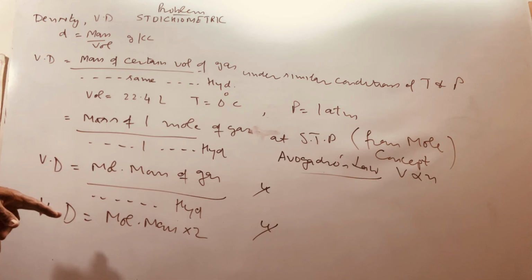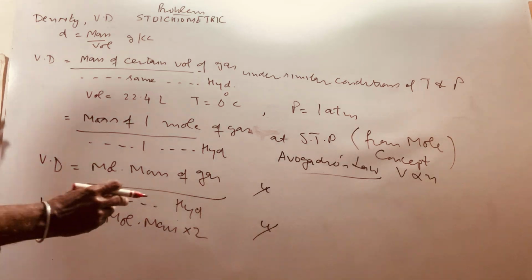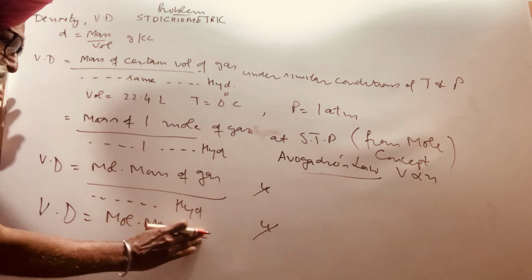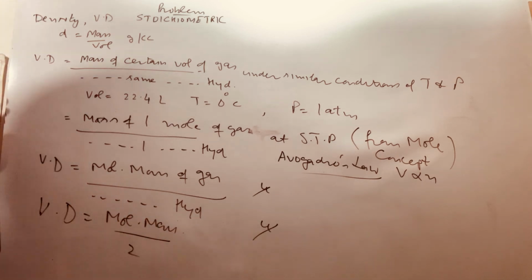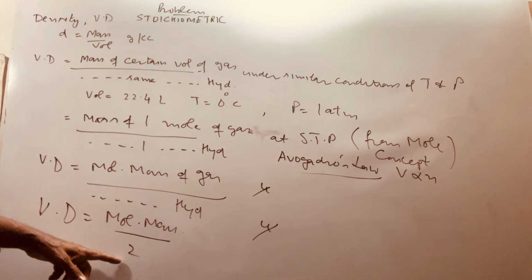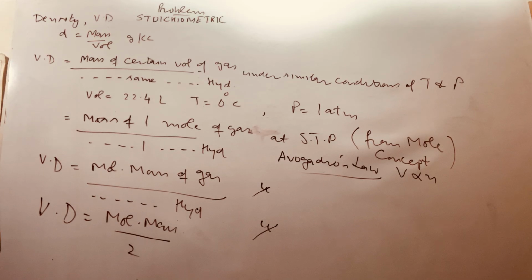So in this case, molar mass will be equal to vapor density into 2. As a result, this is the relationship. Now what is the relationship between density and vapor density?